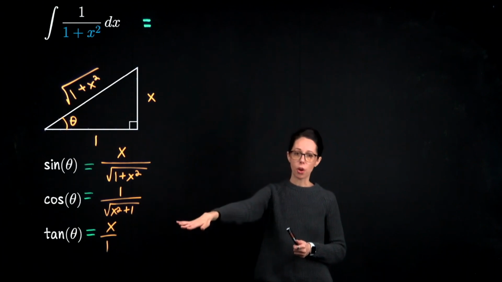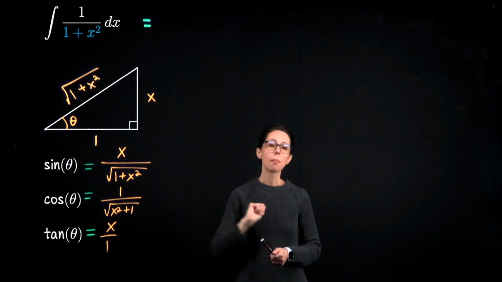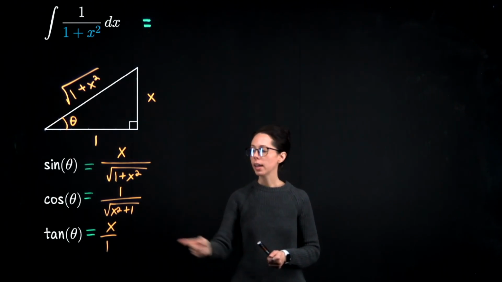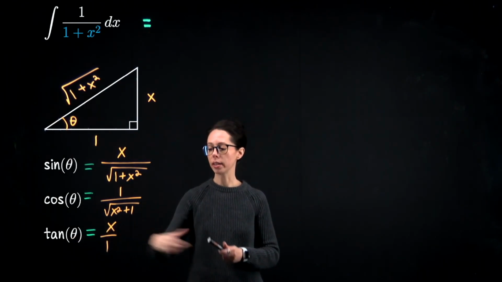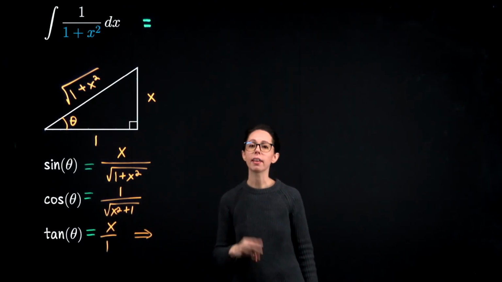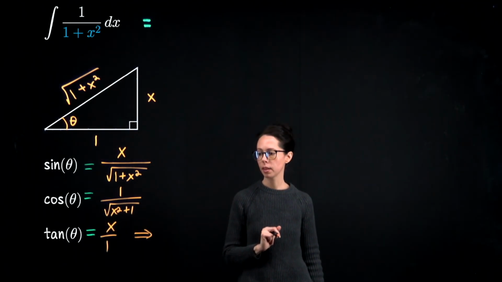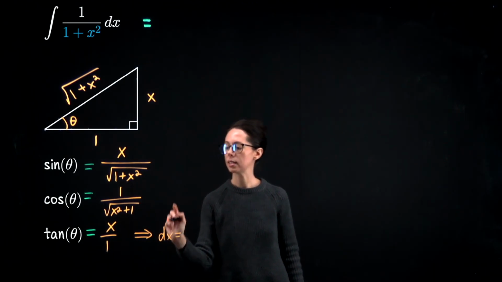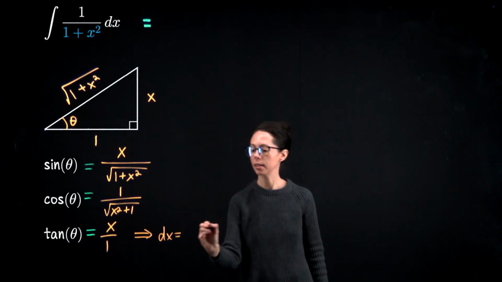You might not use all three expressions in your computation, but typically one of them gives you a nice relationship between x and theta, and in this particular example, it's this third one. So this allows us to say that x is tangent of theta. That's the substitution that we're going to want to make. That also tells us dx is secant squared theta d theta.